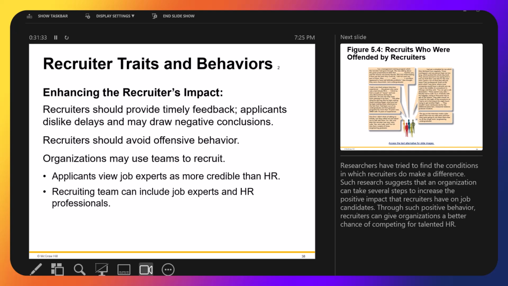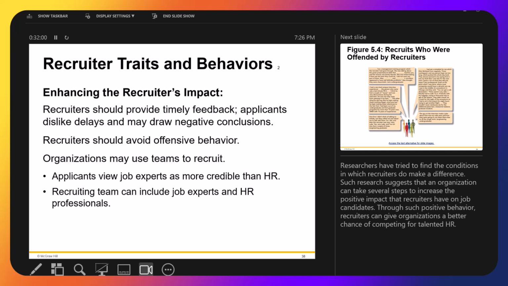Organizations may use teams to recruit. A lot of times you have recruitment teams, particularly when you see them at large career fairs, like at large universities or military bases. Applicants view job experts as more credible than HR. It is true. When applicants are out at career fairs and places like that, they will prefer to talk to somebody who's done the job versus somebody who's just from HR, when possible. And that's not always possible.